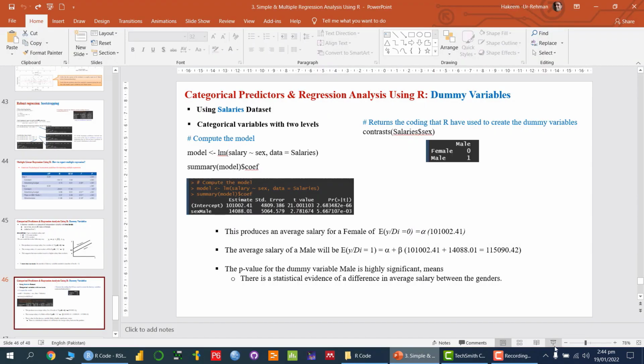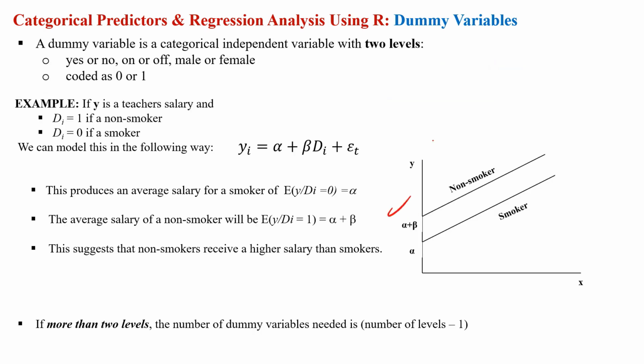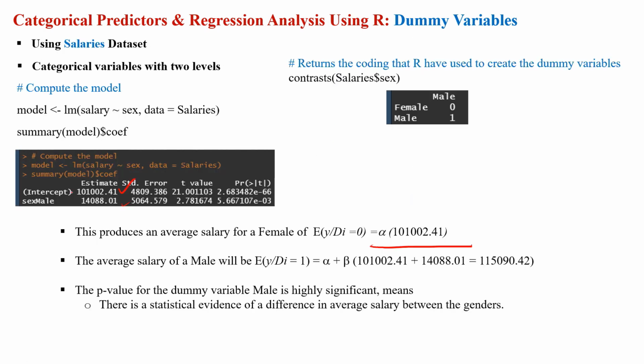Let me show you through the PPT as well. The average salary of the female is equal to this one. The average salary of male would be alpha plus beta, as we discussed in our previous slide, that is basically this non-smoker perspective. So that would be this estimate plus this one, and that would be the average salary of male. We can easily say that because the results are showing us that these are significant effects. So the male is getting a significantly higher salary compared to the female.